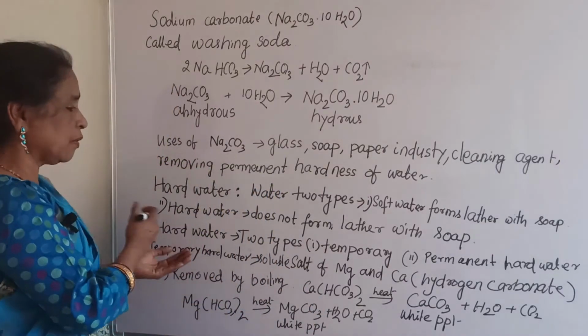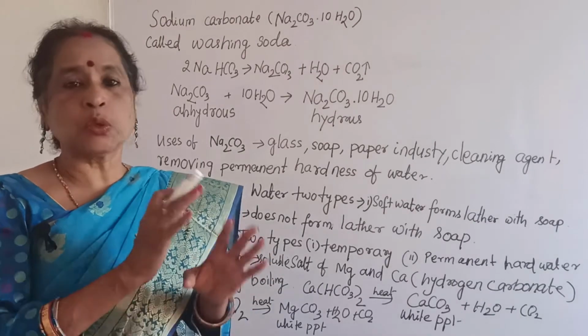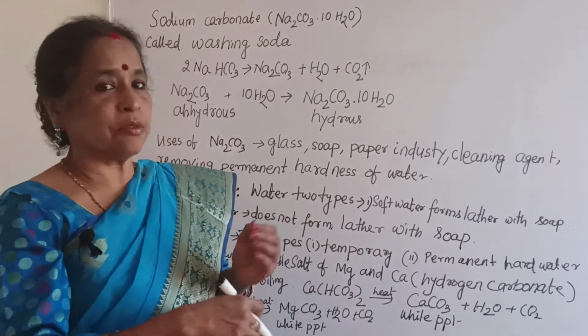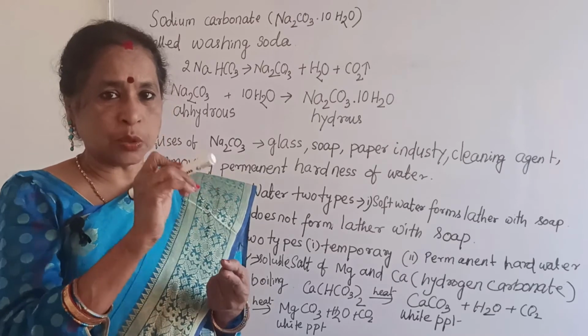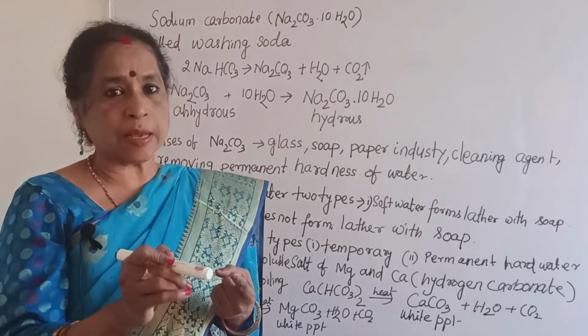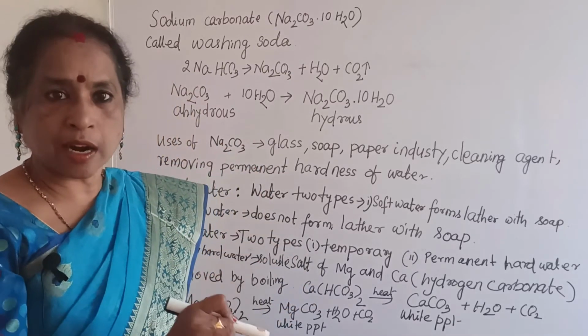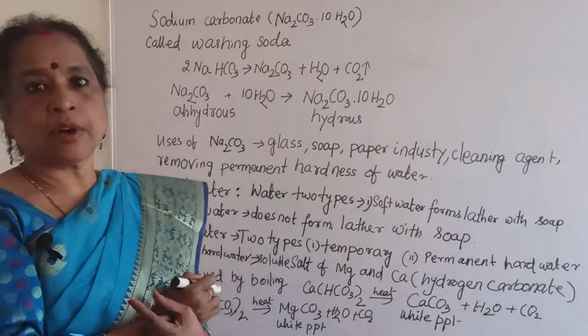So what is hard water? Again you will come to hard water. There are two types of hard water. One is temporary hard water, the other is permanent hard water. Again you see, water is of two types, soft water and hard water. Hard water is of two types, one is temporary hard water, the other is permanent hard water. Then come to what is temporary hard water.